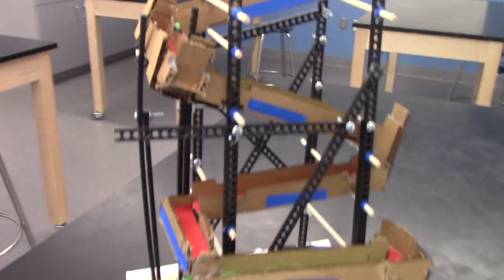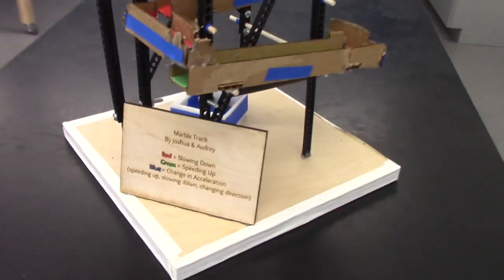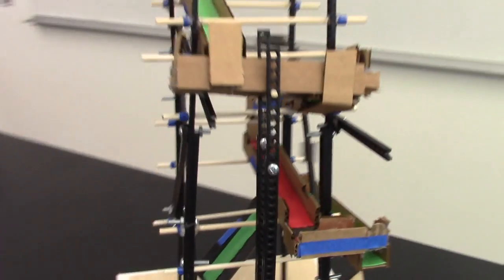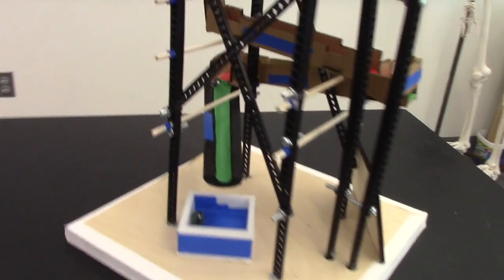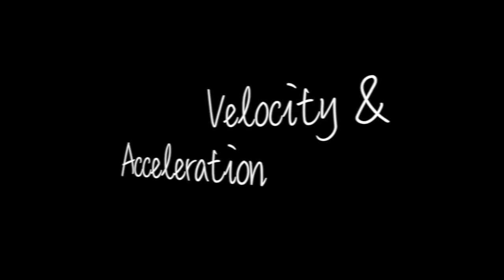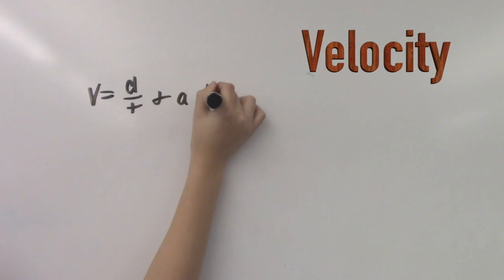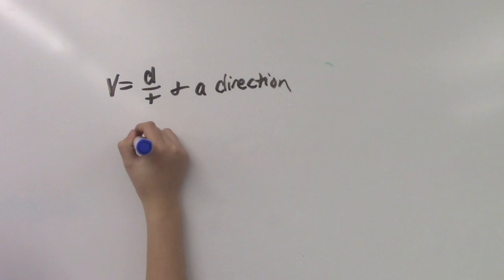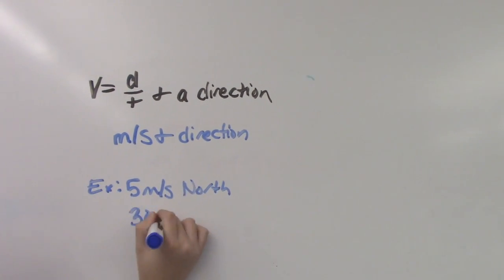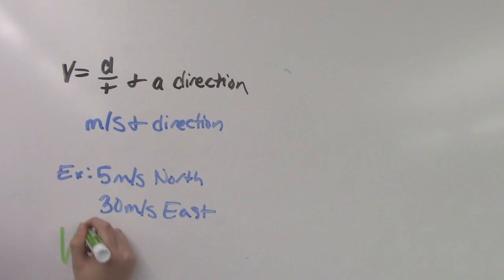Over the past 2 months, we have worked together to create a project for you. It is called the Marble Run and demonstrates the physics concepts of velocity and acceleration. Velocity and acceleration are important when describing motion. Velocity is measured in meters per second and tells us the speed an object is moving in a specific direction. It's a vector quantity because it has both a magnitude, a number, and a direction.